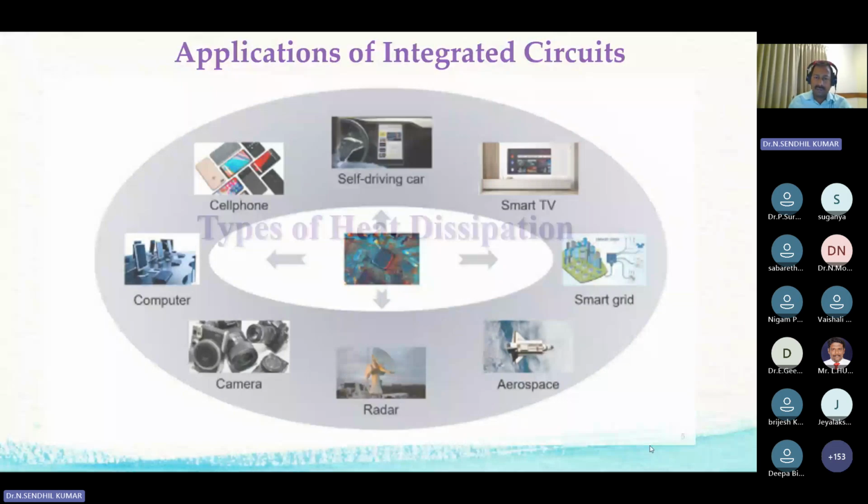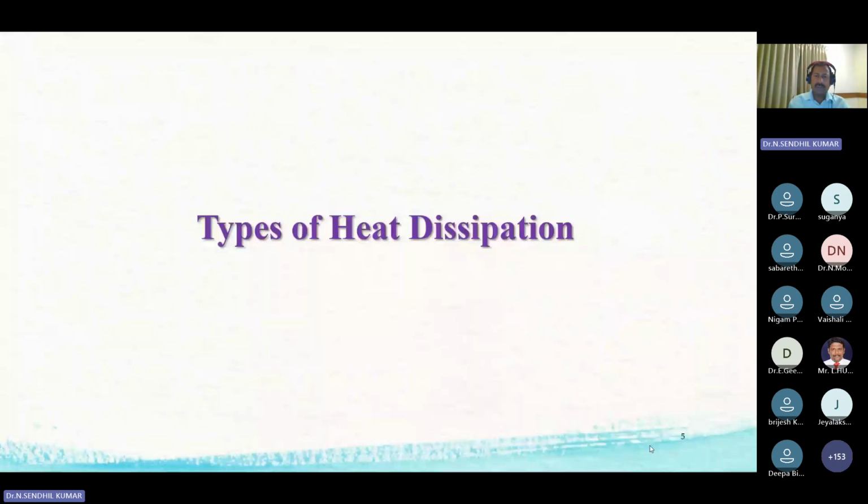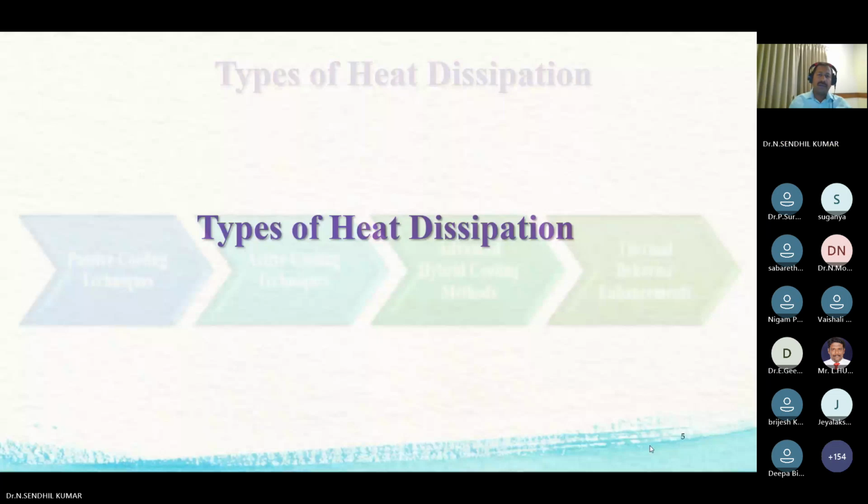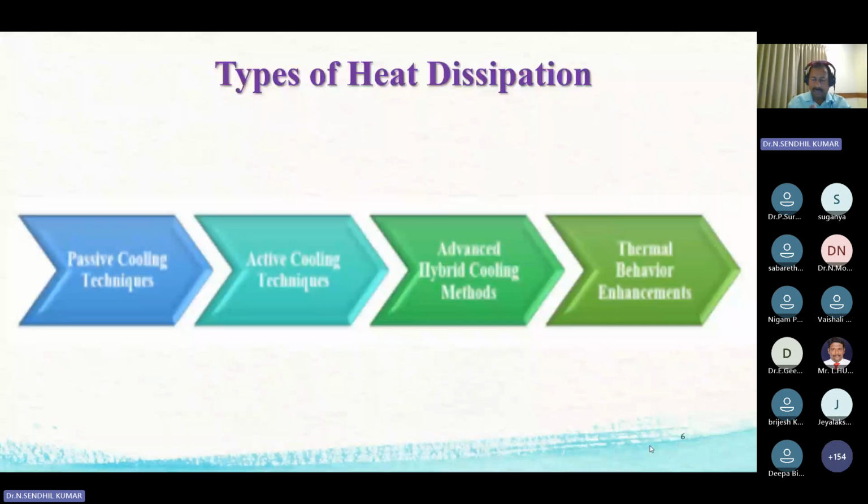So first, let us start with the types of heat dissipation. What are the types of heat dissipation? Normally, heat will be available in the electronic components in power electronic systems. There are a lot of ways to dissipate the heat. One is passive cooling techniques. The other is active cooling techniques, then advanced hybrid cooling techniques, and thermal behavior enhancement.